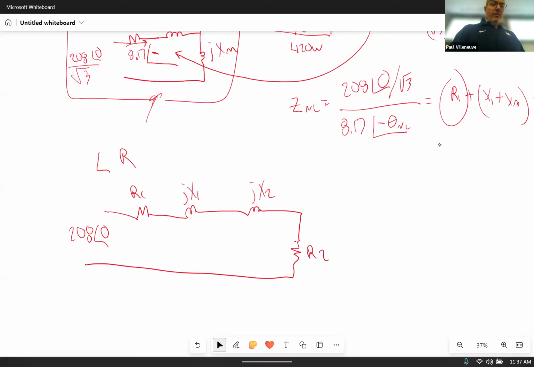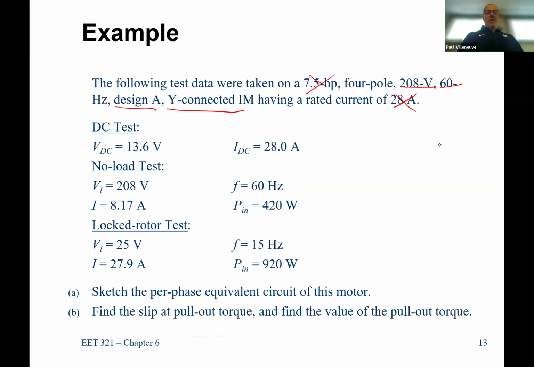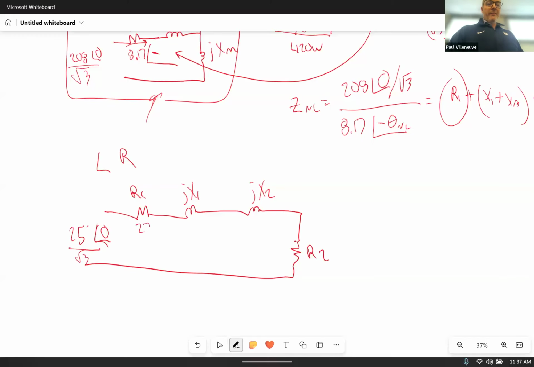Oops, 25 volts. So this one I actually ran at a lower voltage, which I don't believe is usually the case. We divide that by the square root of 3 because it's still a 3-phase voltage. And our current is 27.9 at an angle of minus theta. Now we'll call it locked rotor because we know where that theta comes from. And the only other thing we have to know is that the frequency is 15 hertz. It's not operating at 60 hertz. It's operating at 15 hertz.